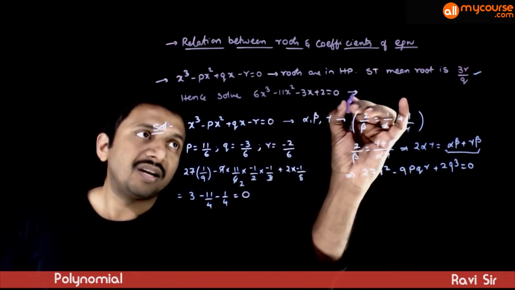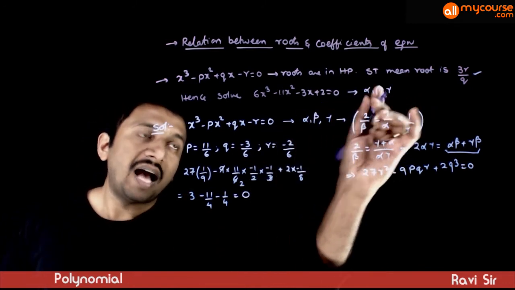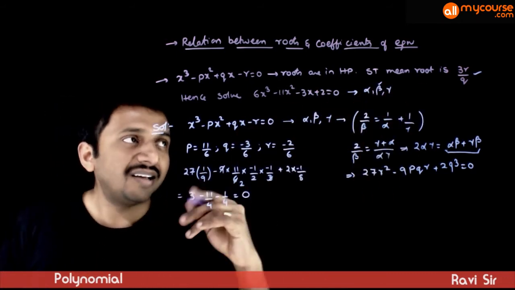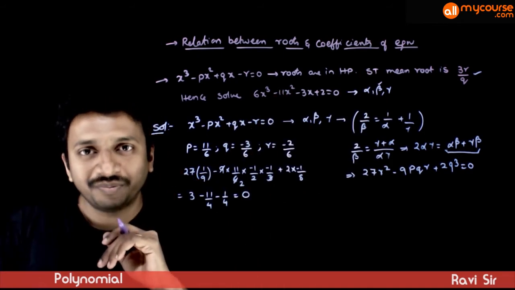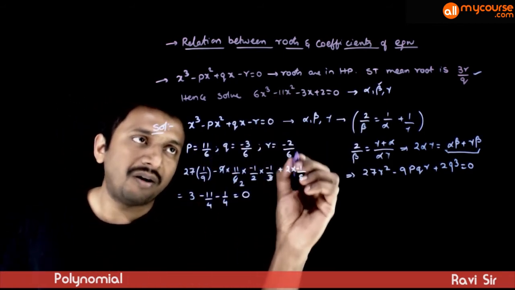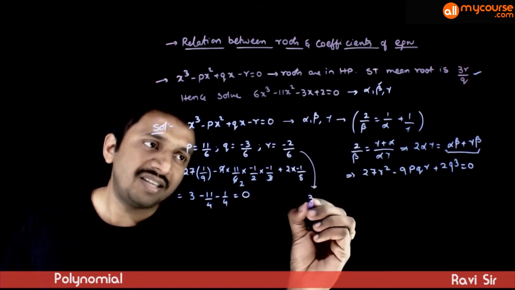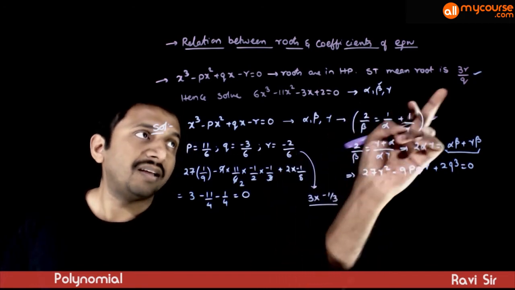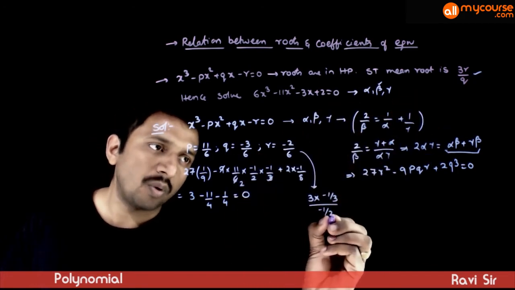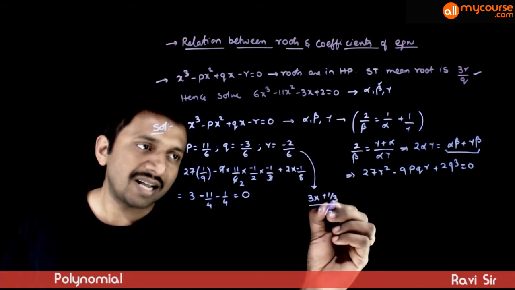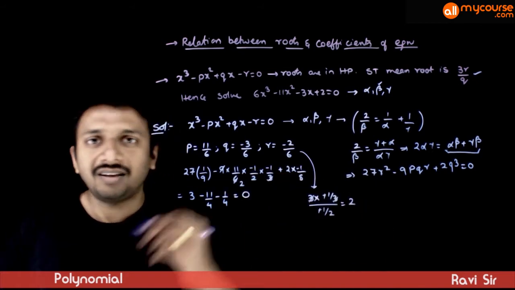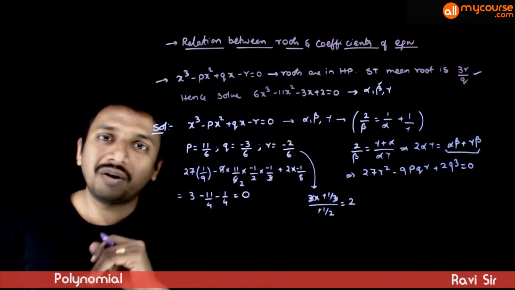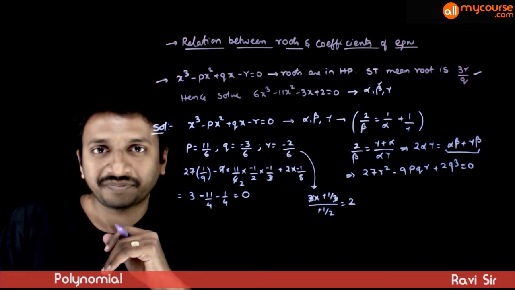That means the roots of this equation are in harmonic progression, and the mean root, which is beta, is equal to 3r by q. So one of the roots of this equation is 3 times r, which is minus 1 by 3, divided by q, which is minus 1 by 2. So minus and minus get cancelled, 3 and 3 get cancelled, and it is equal to 2. That means 2 is one of the roots of this equation.